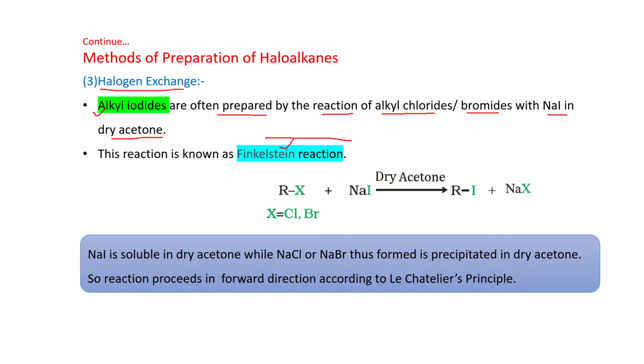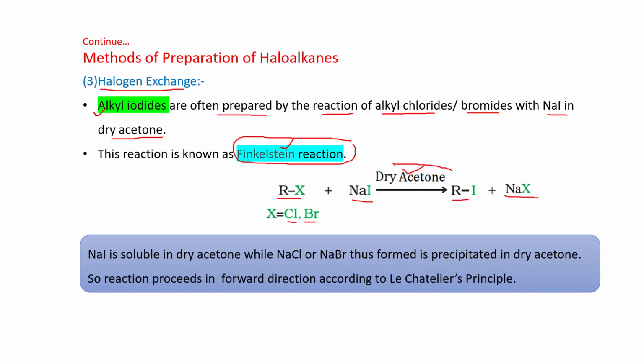Dear student, whatever name reactions we are going to discuss in this organic part, you have to remember these. Okay, Finkelstein reaction. This is used to prepare alkyl iodide from alkyl chloride or bromide, that is RX, where X is Cl or Br. When it reacts with NaI in the presence of dry acetone, it will convert into RI plus NaX.